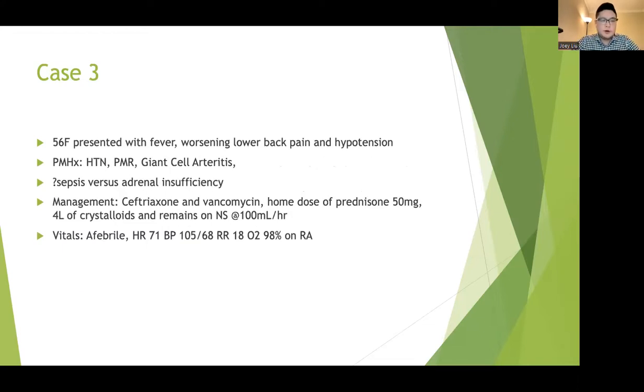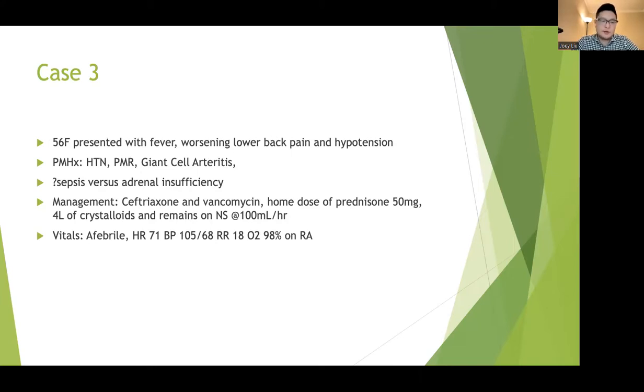Moving on to our third case. This is a 56-year-old lady who had come in with a fever, worsening lower back pain, and she was, again, hypertensive on presentation. Her medical history is significant for hypertension. She had PMR and a new diagnosis of giant cell arteritis.